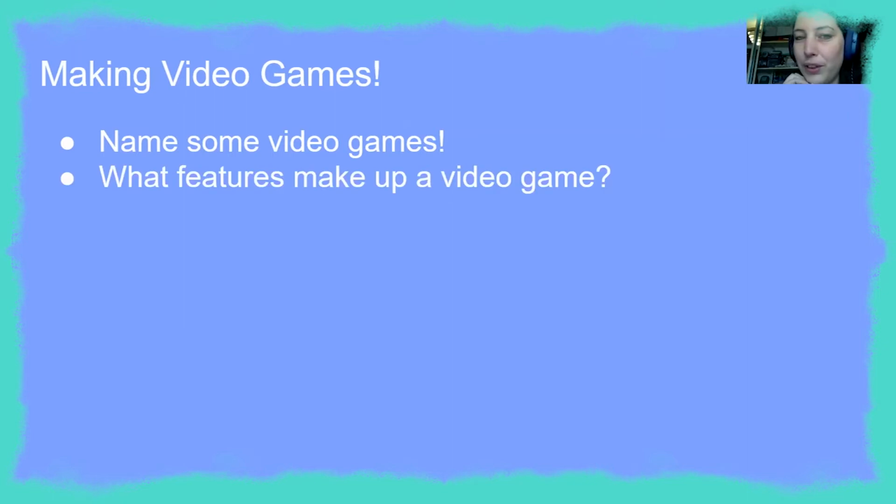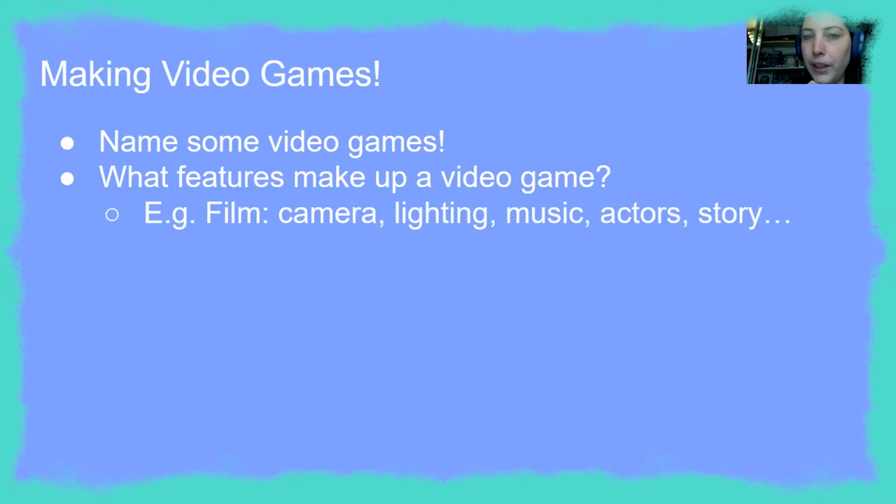The next thing I always do is think about what features make up a video game. For example, if we think of something like film, obviously there are a lot of things that make up a film, but as an example, you have the use of camera, the way the lighting is used, music, the actors themselves, the story within the film. So again, maybe pop in the chat just a few things, and some of these will be overlapping in film and with other media as well.